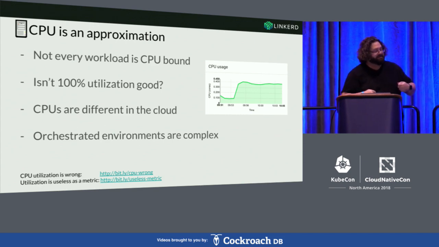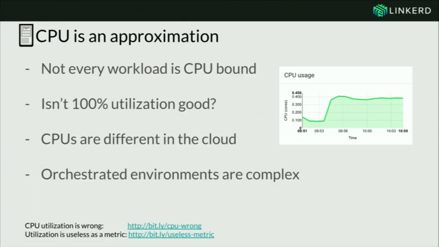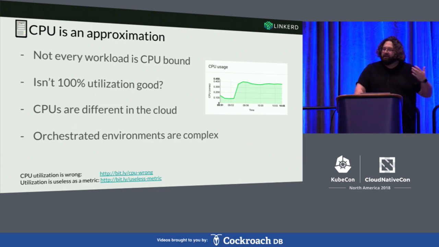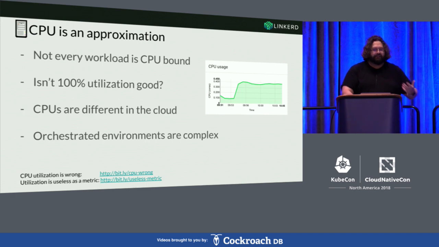Since I'm a bit of a CPU utilization geek, I actually have two notes at the bottom of this. One of them is "CPU utilization is wrong." It's written by Brendan Gregg, and he explains CPU utilization really is an approximation, and you need to think about it a little bit more complexly. The other one is by Adrian Cockcroft, and he claims utilization is completely useless as a metric. So those are two good reasons to think through why the out-of-the-box CPU is not necessarily the thing that you should be using to autoscale on.